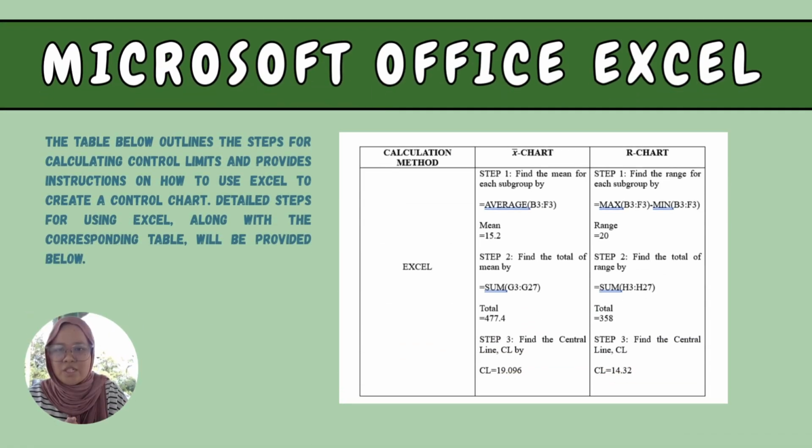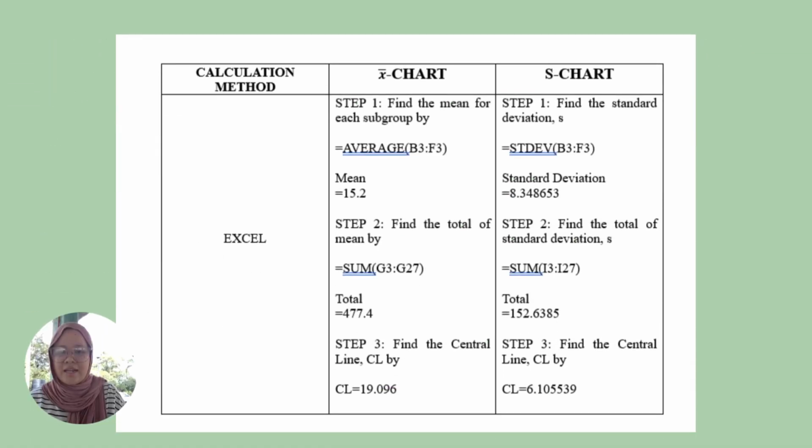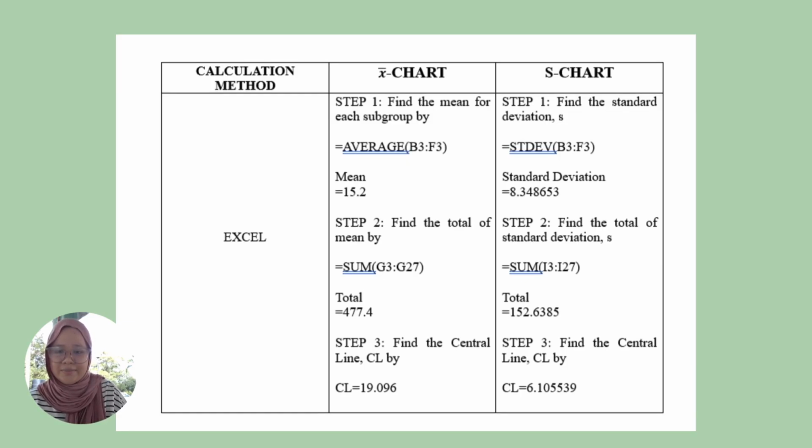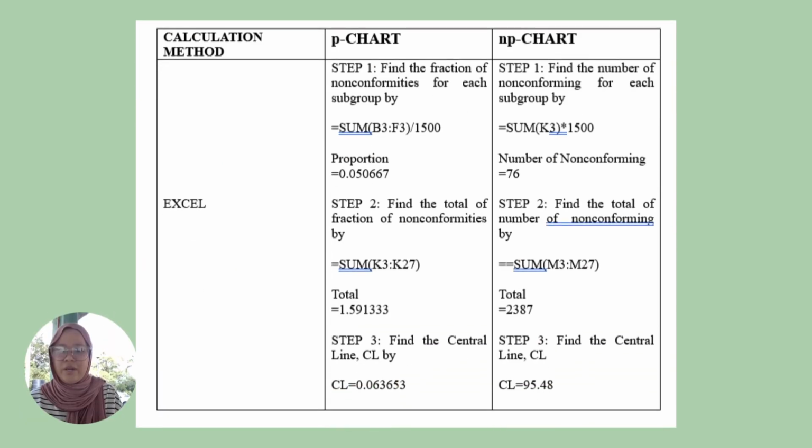Moving on, we will proceed to Microsoft Office Excel. This is how we calculate using Microsoft Office Excel to find the value for the X-bar chart and R chart. Next, this is the formula that we use based on Microsoft Excel to find the value of the X-bar chart and S chart. And the final one, this is the formula that we use for the P chart and NP chart to find the value using Microsoft Excel.